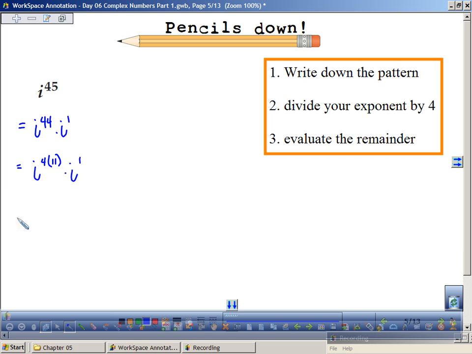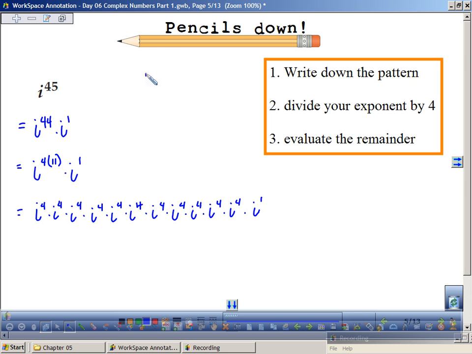Now you don't have to do this on your homework, but I just want to make a point. So i to the 4th 11 times is i to the 4th times i to the 4th times i to the 4th times i to the 4th, and so on. 1, 2, 3, 4, 5, 6, 7, 8, 9, 10, 11, and one more i. Is that 45? Everybody agree?